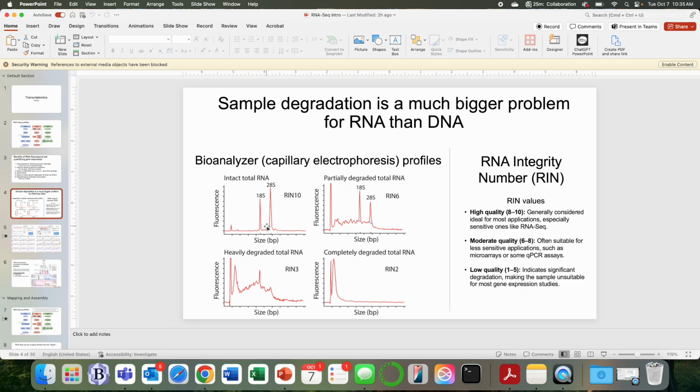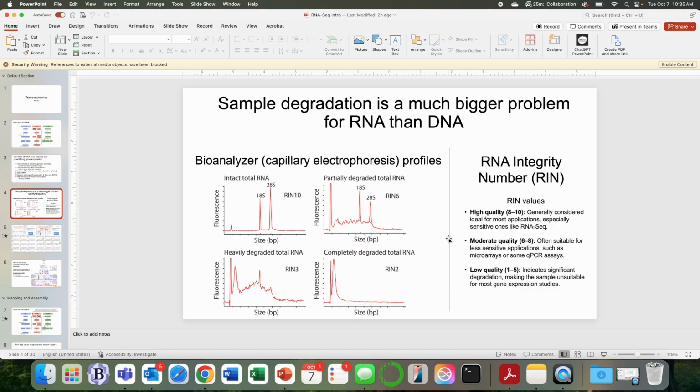And then you get down here to RIN 3 and 2, and you've got a whole bunch of peaks. You can think of this as just RNA that is broken into pieces, lots and lots of little pieces. The x-axis here is the size. So you have very specific expected sizes for the 18S and the 28S ribosomal regions. And then as the RNA gets more degraded, you see alternative peaks showing up.